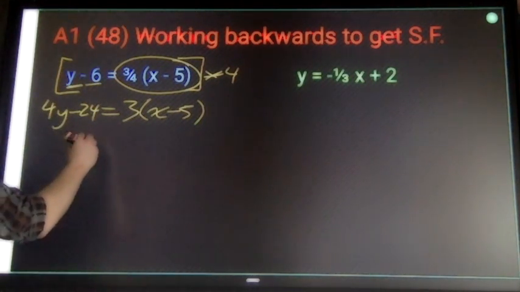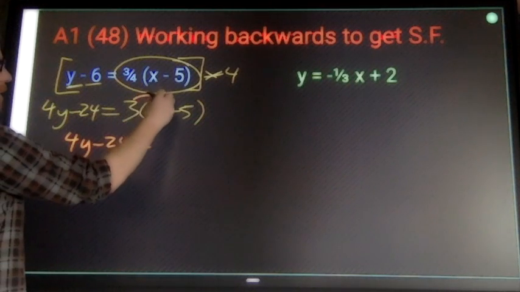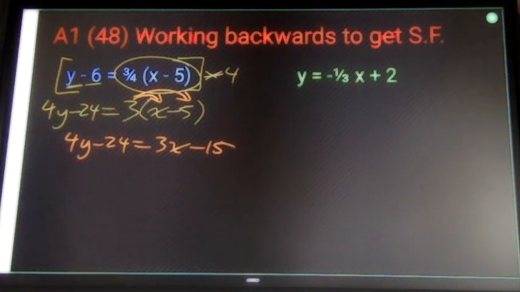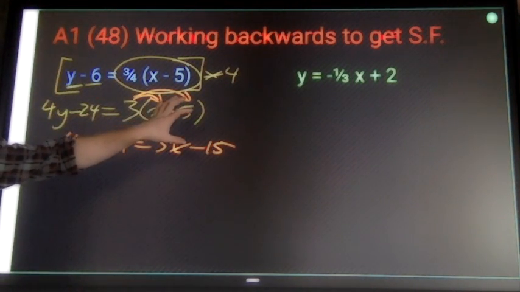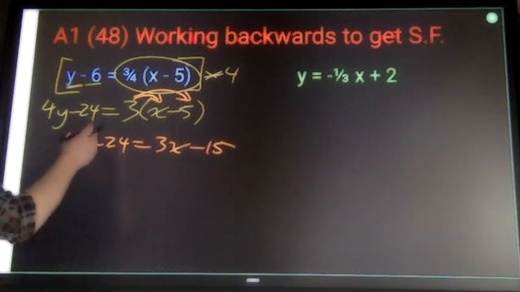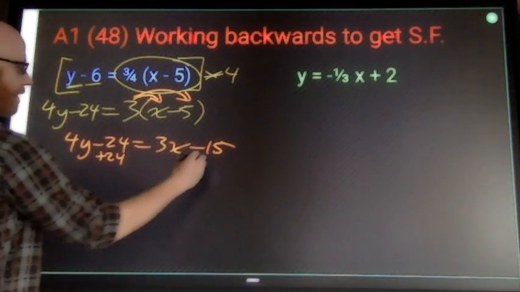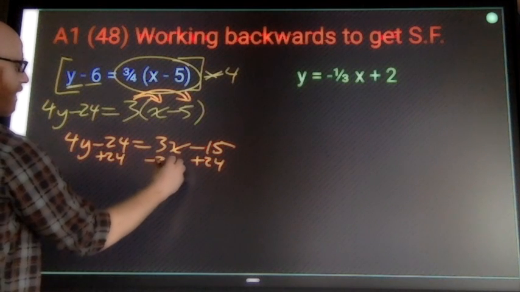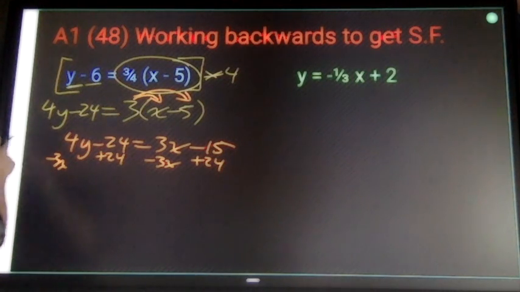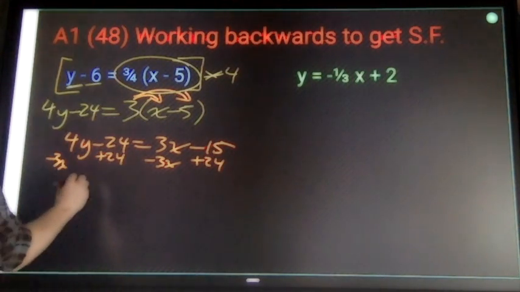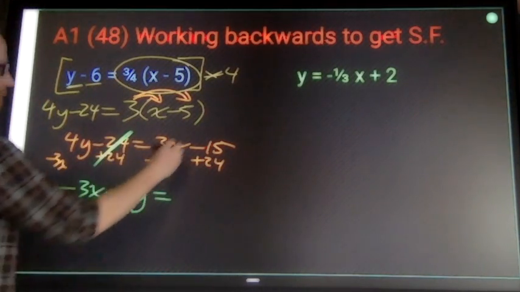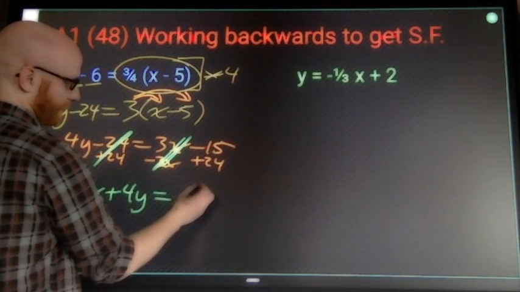Distribute 3x minus 15. Bring my variable terms over here, bring my number terms over there. So we're going to add 24 to both sides. We're going to subtract 3x from both sides. We're going to end up with negative 3x plus 4y equals positive 9.